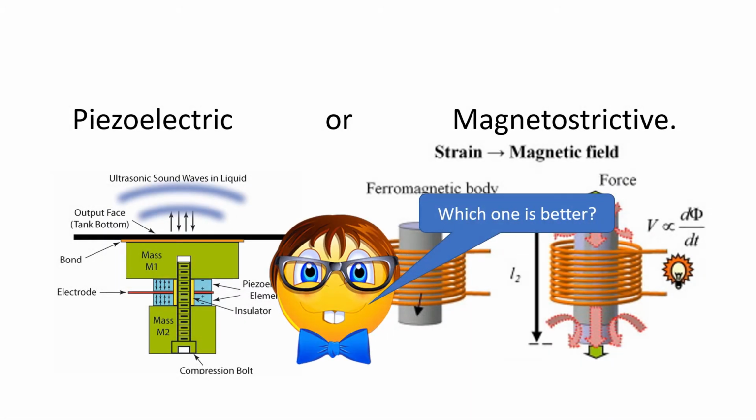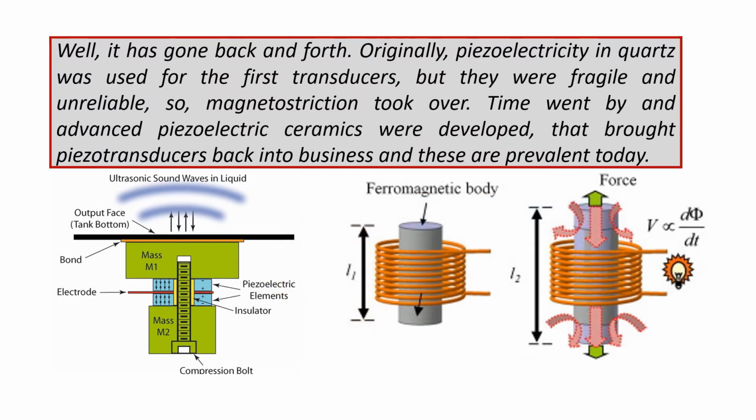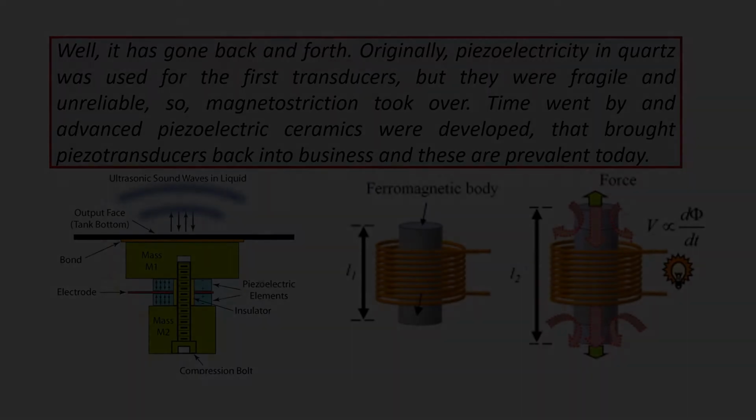Which one's better? Well, it has gone back and forth. Originally, piezoelectricity in quartz was used for the first transducers. But these were fragile and unreliable, so magnetostriction took over. Time went by and advanced piezoelectric ceramics were developed. That brought piezo transducers back into business, and these are prevalent today.